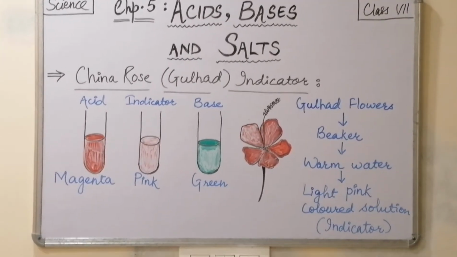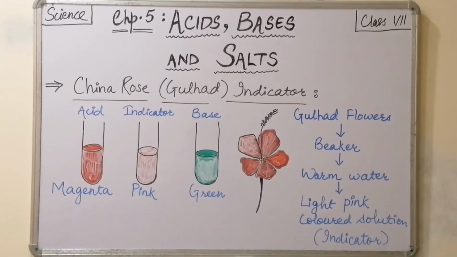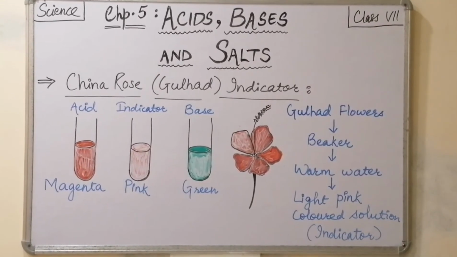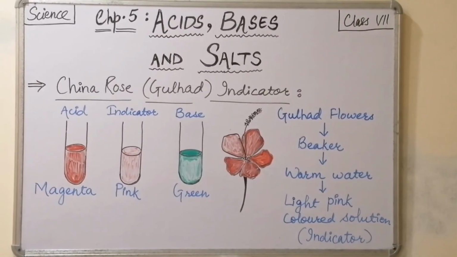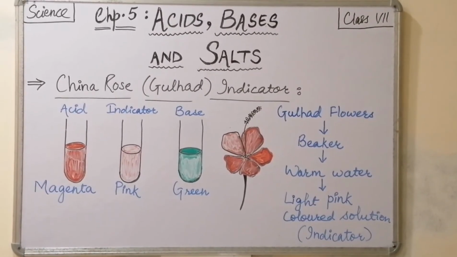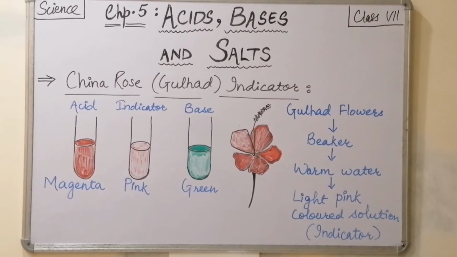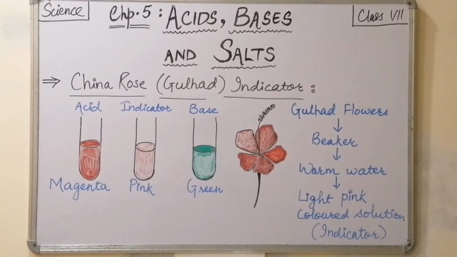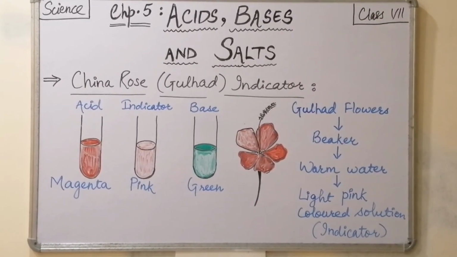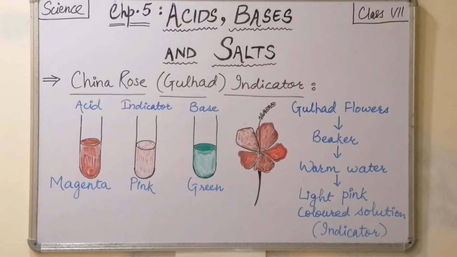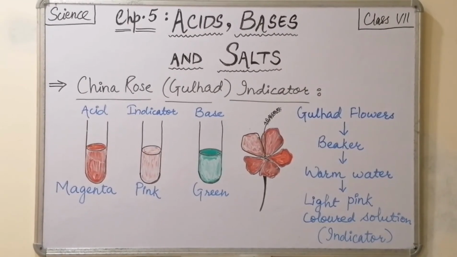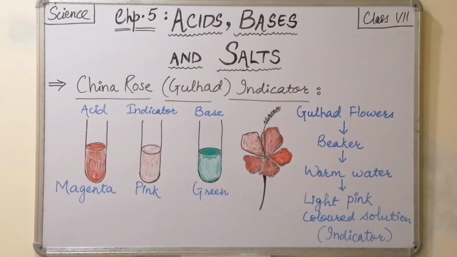Let's move on to the method of extracting this China rose indicator. First of all, we have to take some flowers in a beaker, and then we have to add warm water to them. After keeping for some time, a light pink colored solution will be obtained, and this solution is known as the China rose indicator. So by this method we are going to get this light pink colored indicator, and by using the drops of the indicator, we can identify the acids and bases with this magenta or dark pink color and green color change.